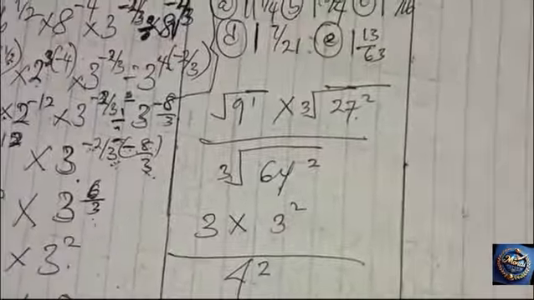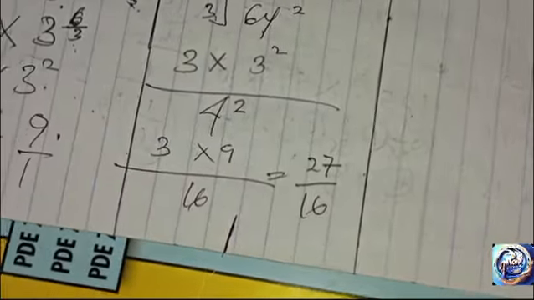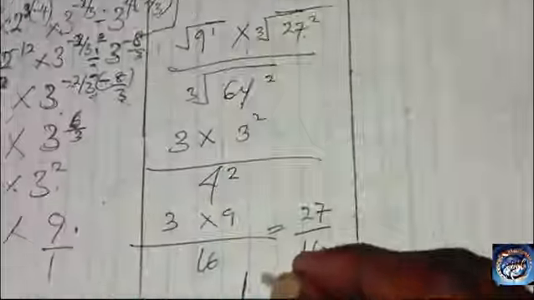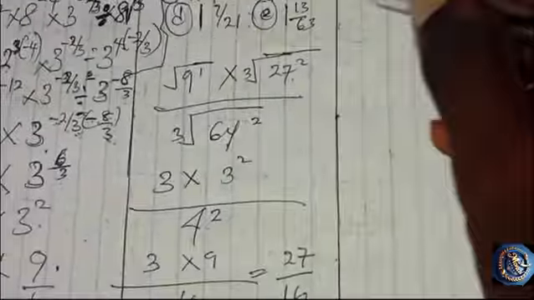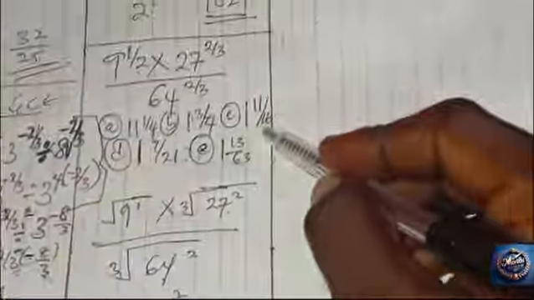So how many 16 can I have here? 1, remainder 11 all over 16. So the option is option C. Option C is the answer.